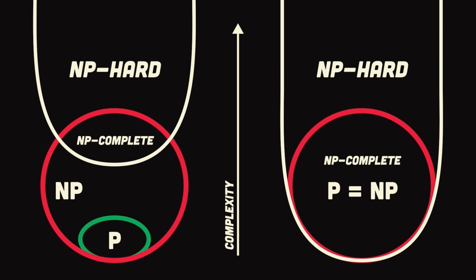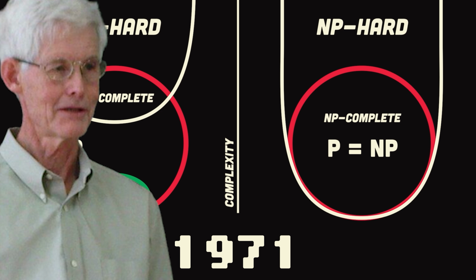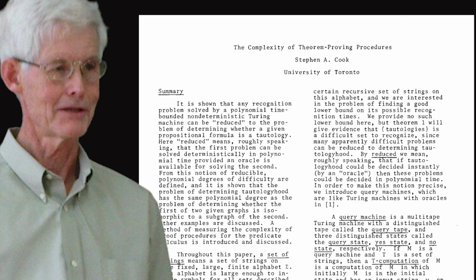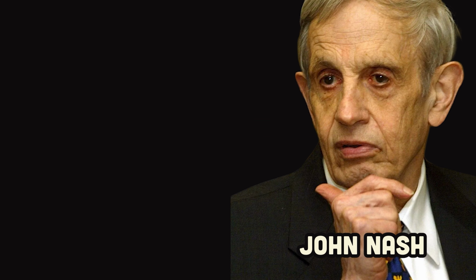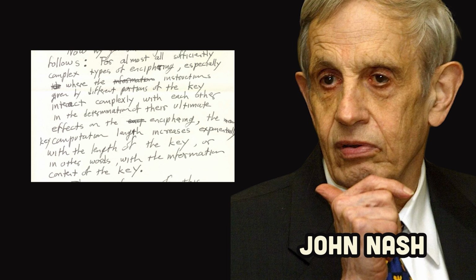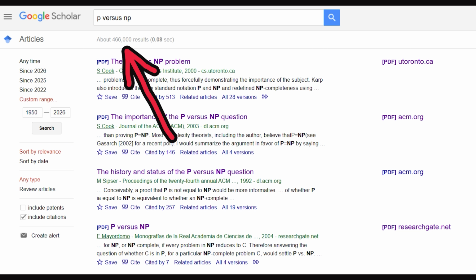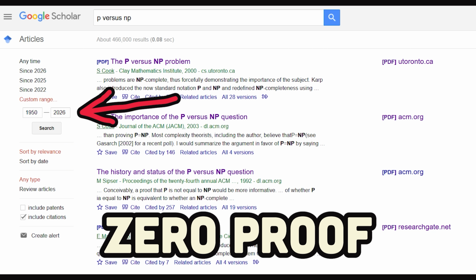The P versus NP problem was officially defined in 1971 by Stephen Cook in his famous The Complexity of Theorem-Proving Procedures paper, but we can actually go back even further to 1955 when mathematician John Nash warned the National Security Agency that for well-defined cryptography, the effort needed to break a code doesn't scale linearly. It explodes exponentially as the key gets longer. He was implying that P does not equal NP, but what's crazy is that there are thousands of papers, decades of research, and zero proof either way.